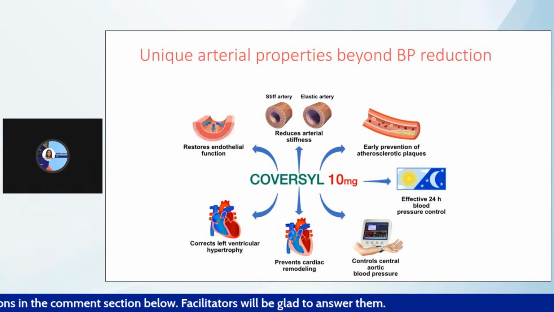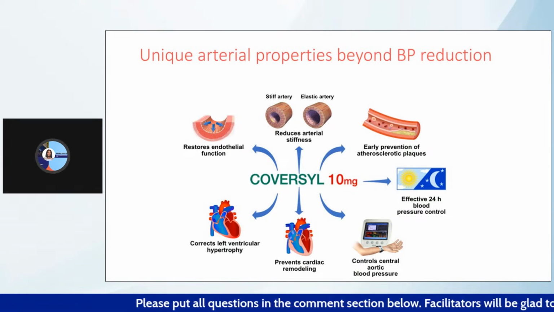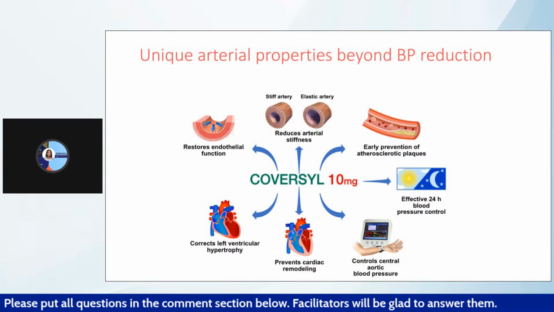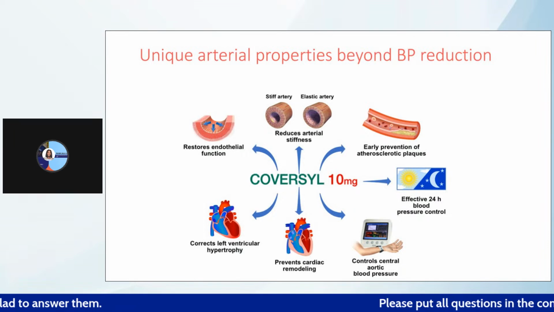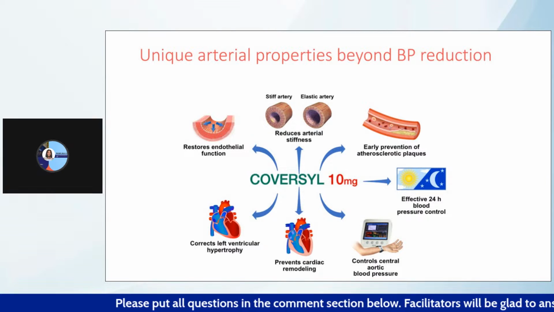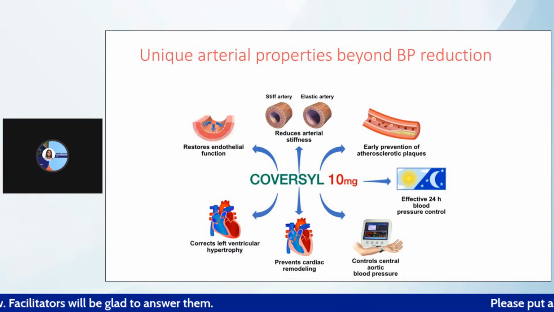In addition to this unique properties is also the significant arterial properties that Corvisol presents with, and our able facilitators have shed light and educated us on the clinical evidence on all this. So just a recap, about Corvisol's ability to restore endothelial function and also reduce arterial stiffness, as well as preventing of the early onset of atherosclerotic plaque, and also in correcting LVH, preventing cardiac remodeling, and also controlling the central aortic blood pressure, which is the pressure in the brain, the heart, and the kidneys.